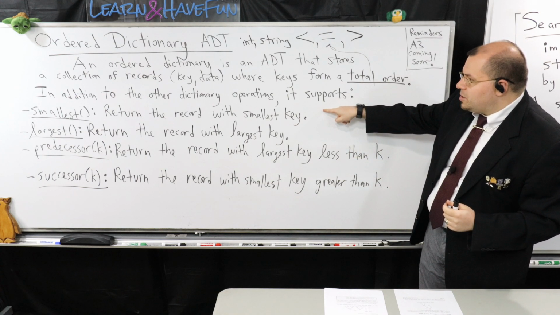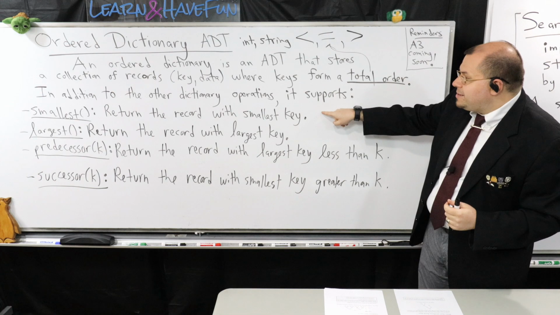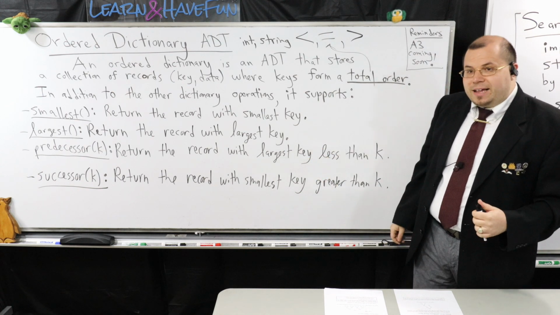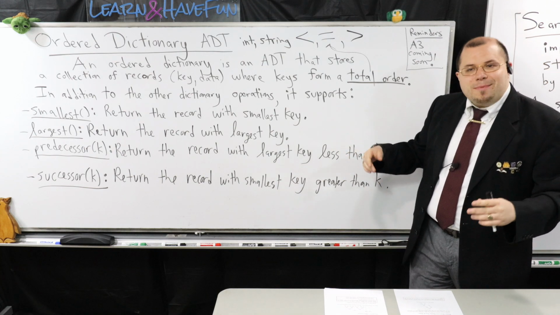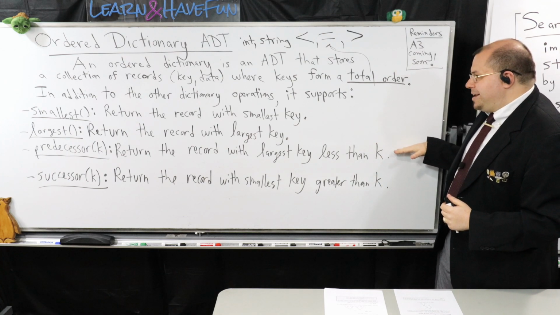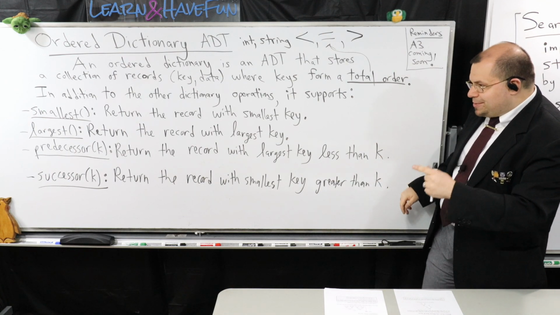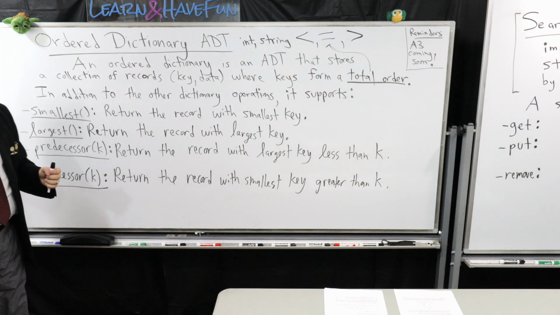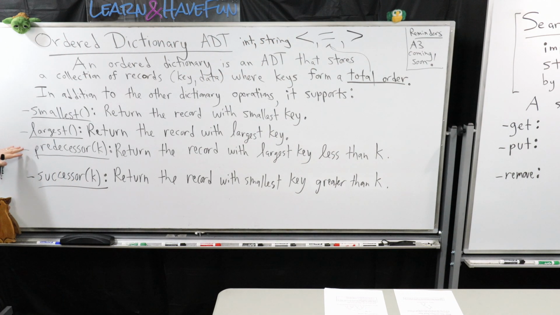For example, there's one called smallest. What this does is it returns the record with the smallest key. Makes sense, right? Largest, same idea. Returns the record with the largest key. Then you have predecessor and successor. Now, at first when you see these, you're like, oh, what does that mean? So let me be careful with stating this. Predecessor, where I give you a key k, returns the record with the largest key that is less than k.